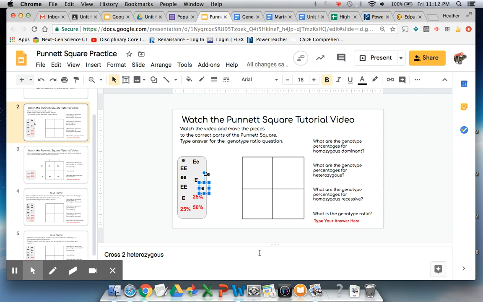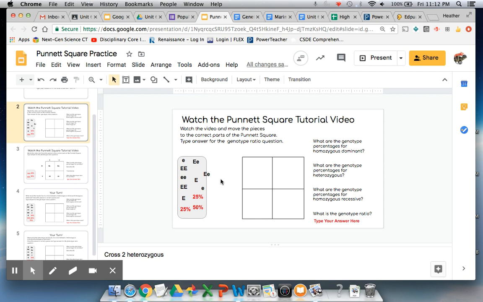So here we're going to show you how to find the results of when two heterozygous individuals are crossed in terms of genotype percentages and ratios. So remember that heterozygous is two different alleles and homozygous is two of the same alleles. I'm going to do some dragging and dropping, and I'll tell you when to pause, and you can do the same thing on your slides, and then we'll start again.